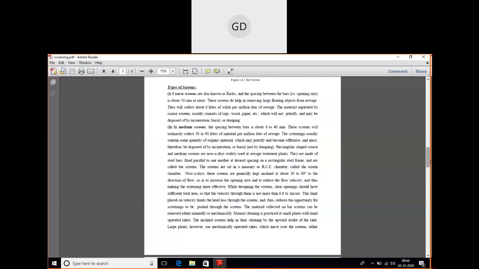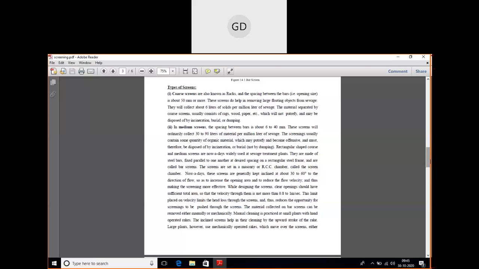After the floating materials are separated, they will not putrefy. They are disposed of by incineration, burial, or dumping.